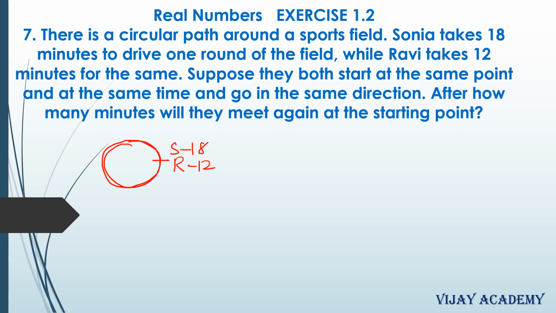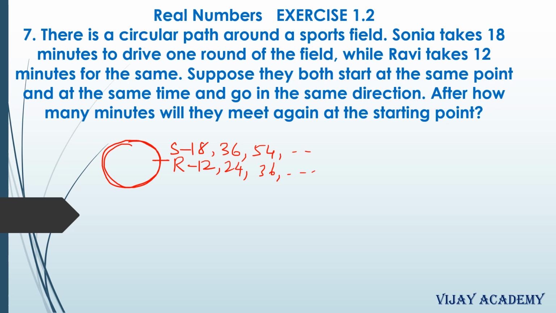To find after what time they will meet again, it's very simple. We need to take the multiples of 18 and 12. The multiples of 18 are 18, 36, 54, etc. Similarly 12, 24, 36, etc. This is one way of finding. If you want to use the prime factorization method, it is the least common multiple of 12 and 18. At that particular time they will meet again at the starting point.